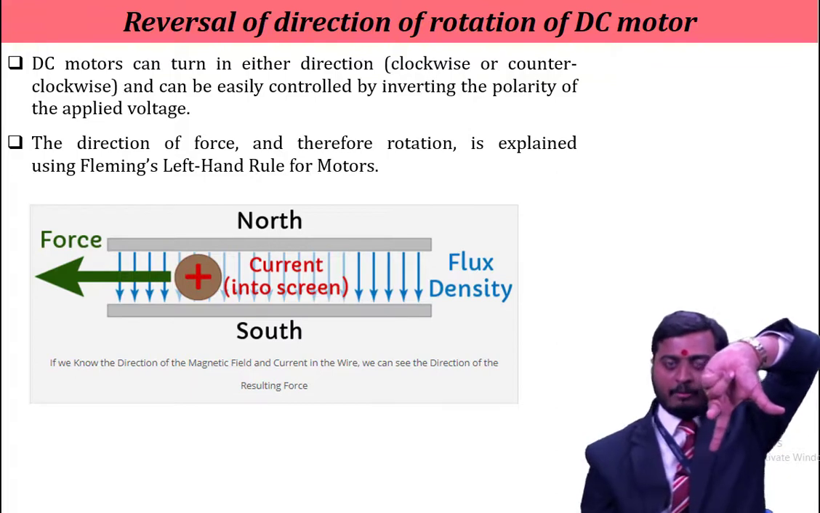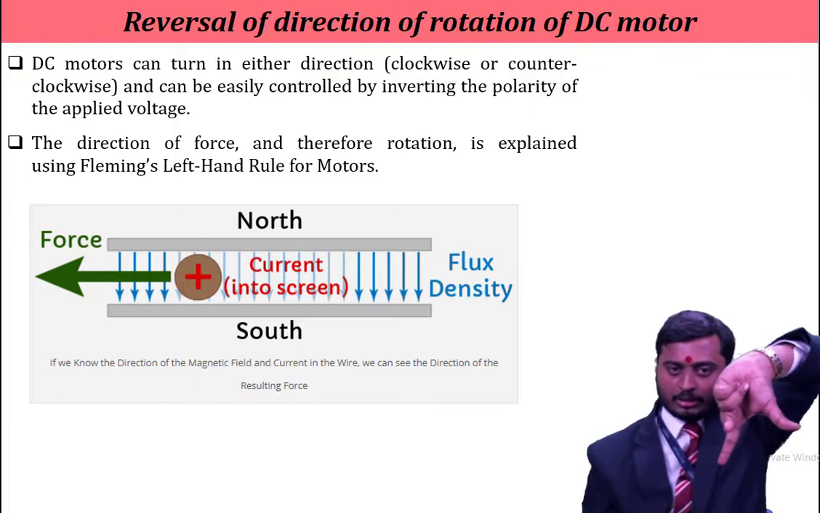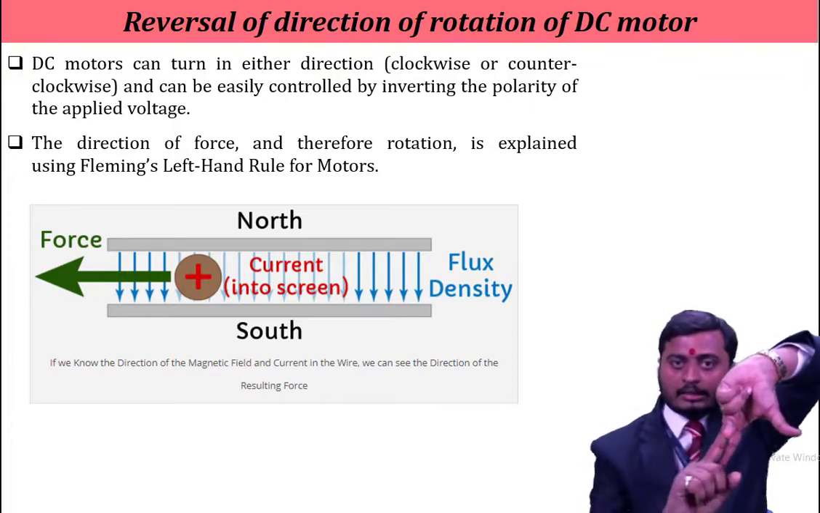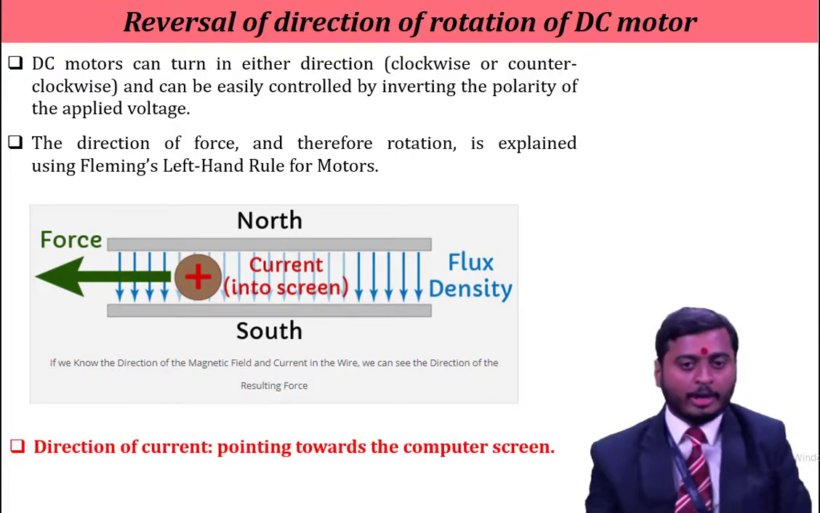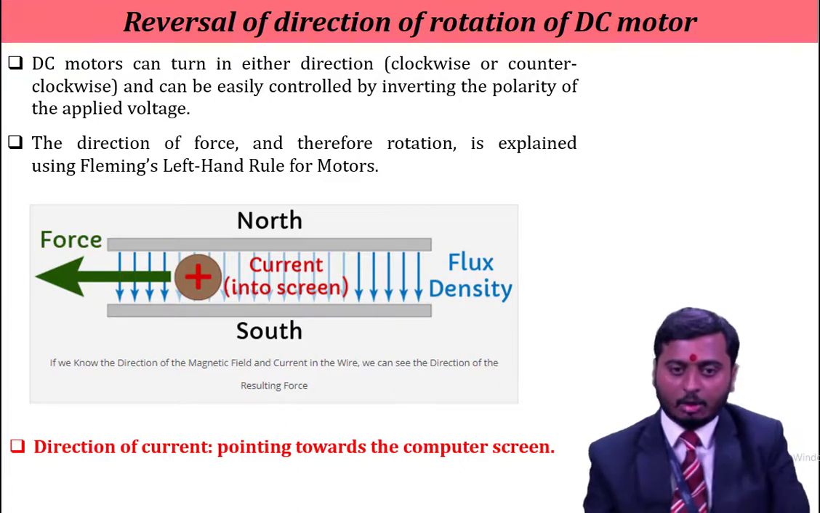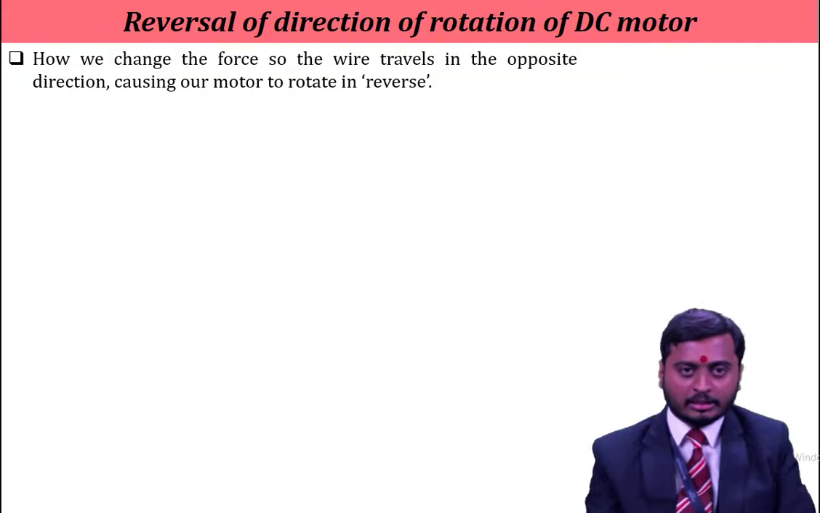So if you apply Fleming's left hand rule in this way to this particular figure, then you will observe that the current is going inside the screen. The current is going inside. So the direction of the current is pointing towards the computer screen. Always remember that this cross is nothing but inside, or we can say inside the screen. Now, how do we change the force so that this wire travels in the opposite direction, causing our motor to rotate in reverse? Now what to do here?